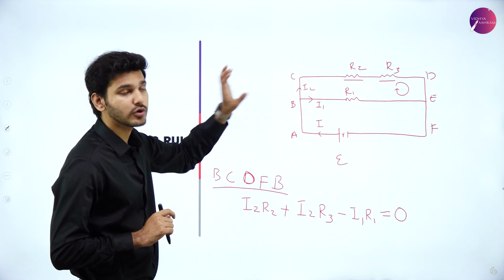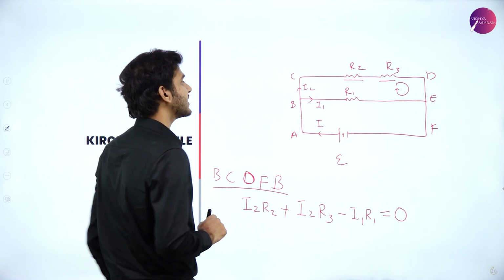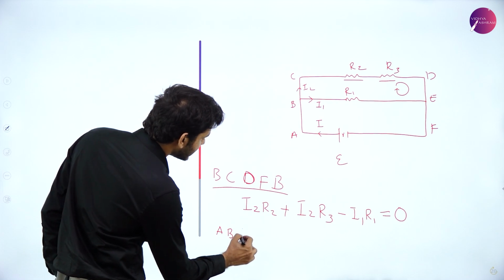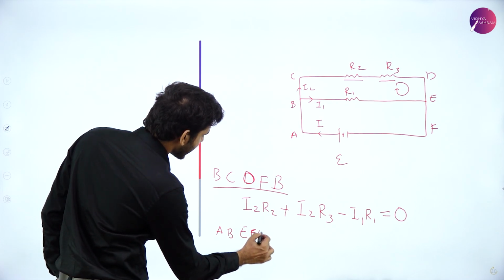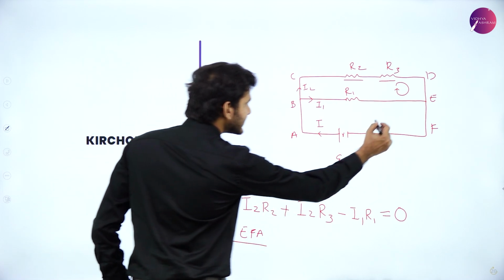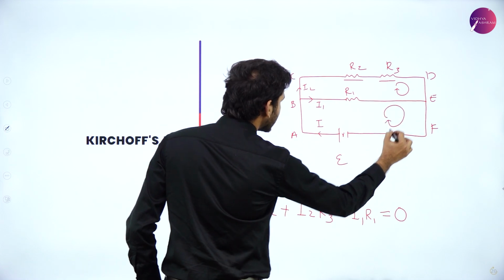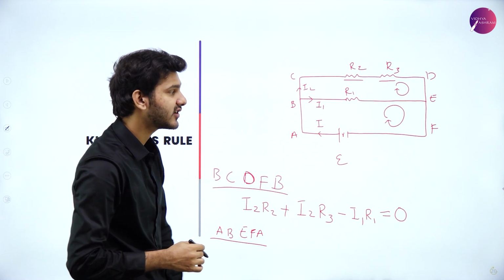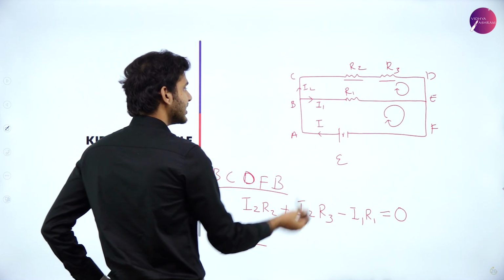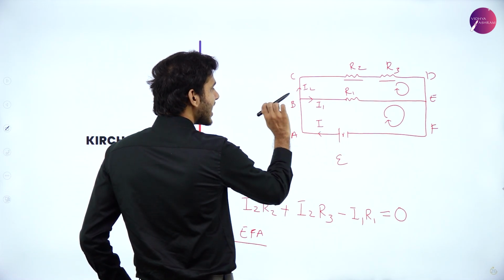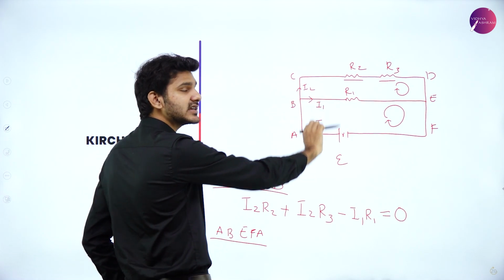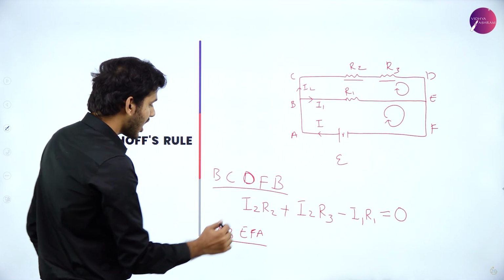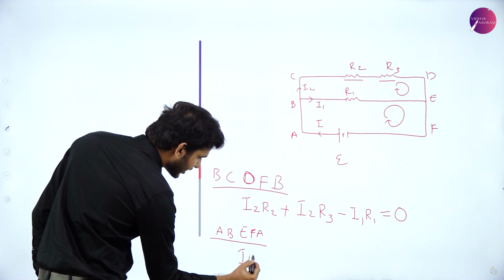Now we have 2 more loops. So the second loop is A, B, E, F, A. So this is the second loop. Again, I'm going along with the battery, the natural conventional flow of current I'm following. So first, I current is flowing here, and when it reaches junction B, it splits into I1 and I2. So I1 R1.